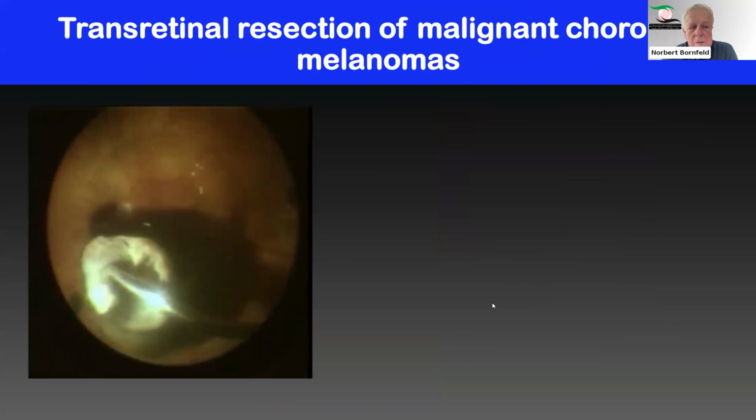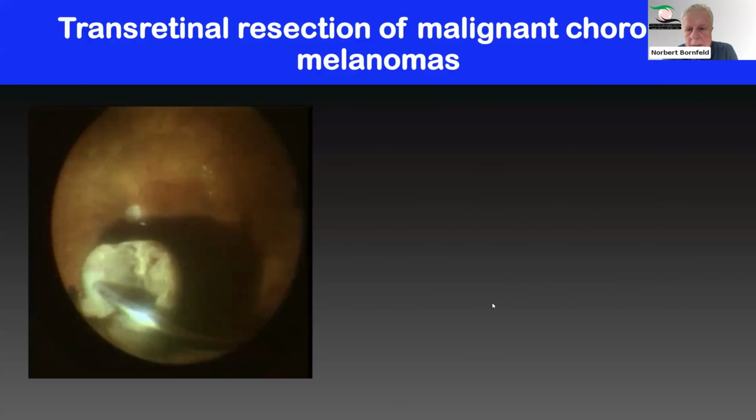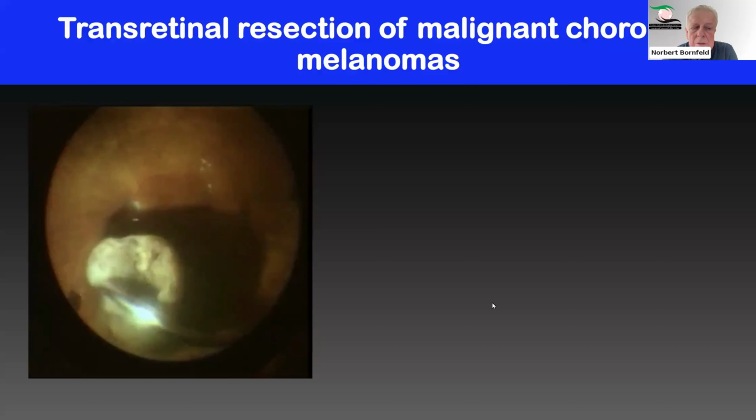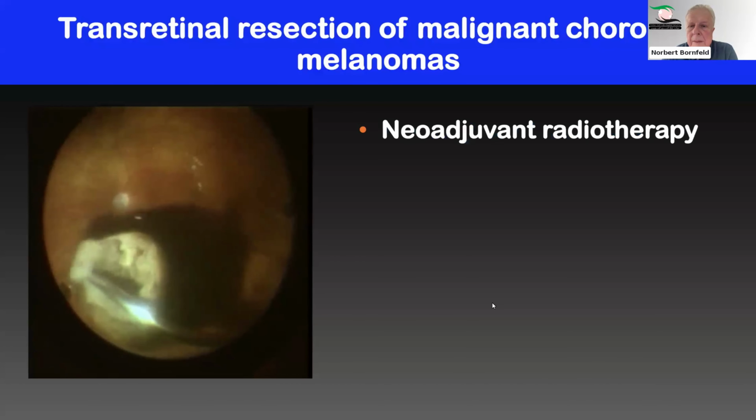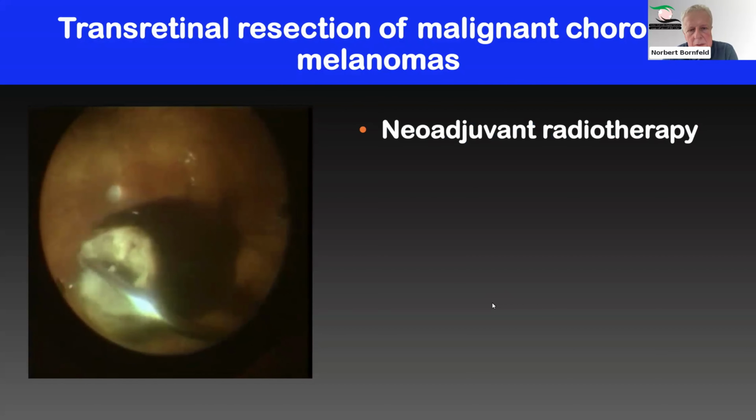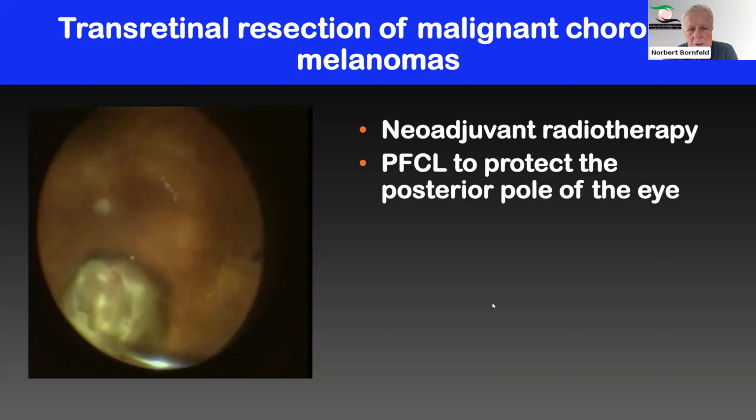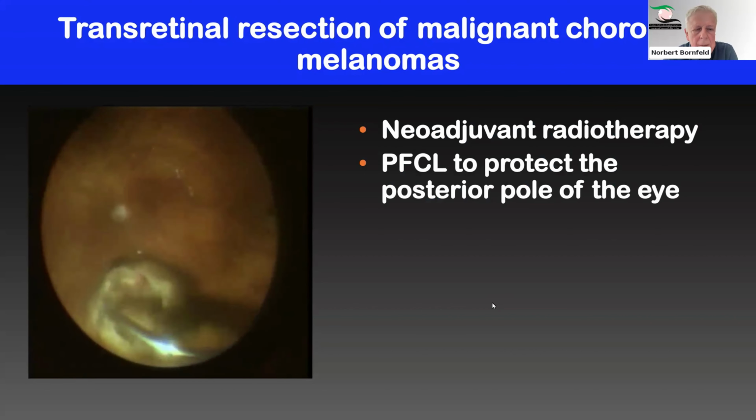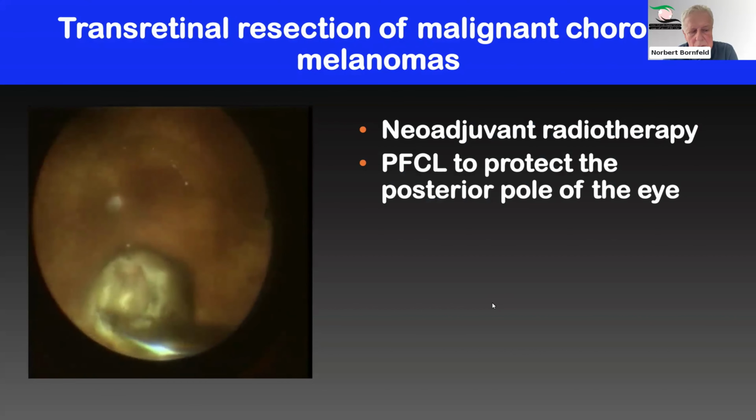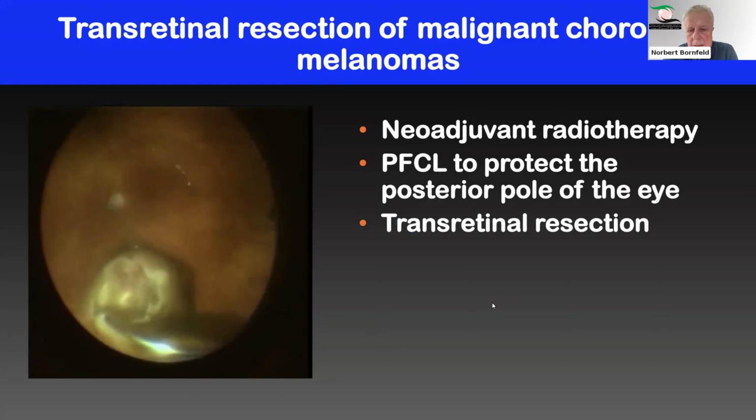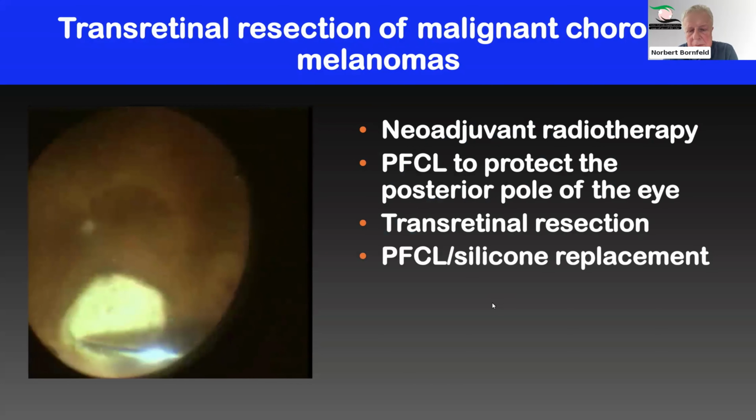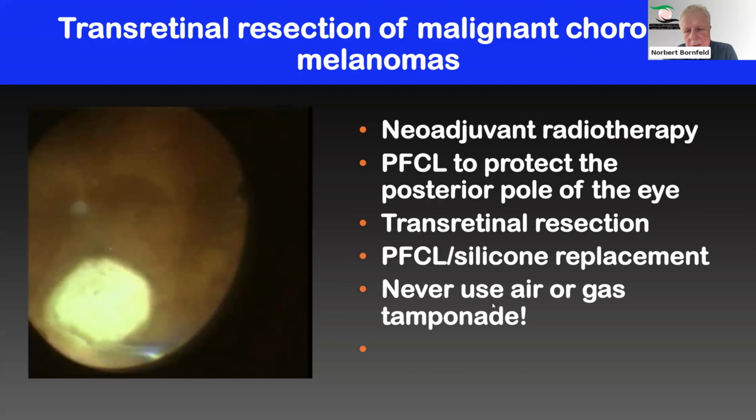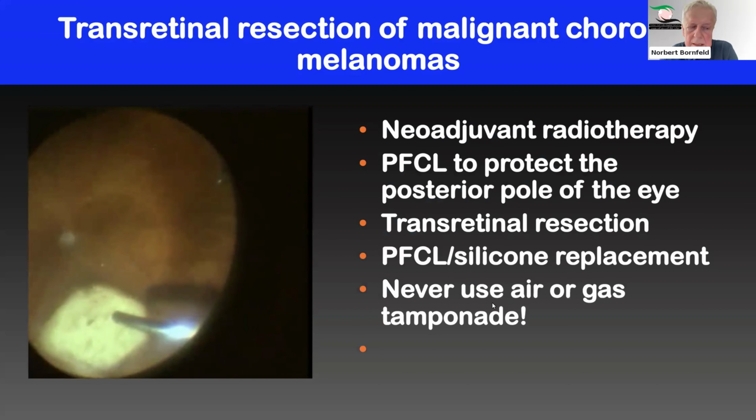Transretinal resection of malignant melanomas is another technique, of course, preferably in large tumors of the posterior pole. That is a large mushroom-shaped tumor at the posterior pole. And neoadjuvant radiotherapy is performed before resection in order to have no dissemination of viable tumor cells at the time of surgery. Then PFCL is used to protect the posterior pole of the eye from bleedings, shown on the video on the left, where the PFCL is covering the whole posterior pole. Then the tumor is removed with a vitreous cutter, and PFCL is replaced with silicone, and I almost never use gas or air tamponade.